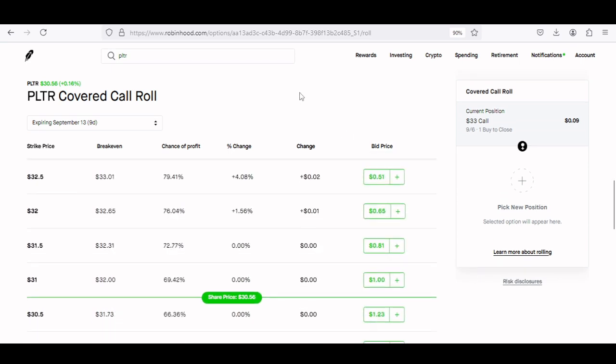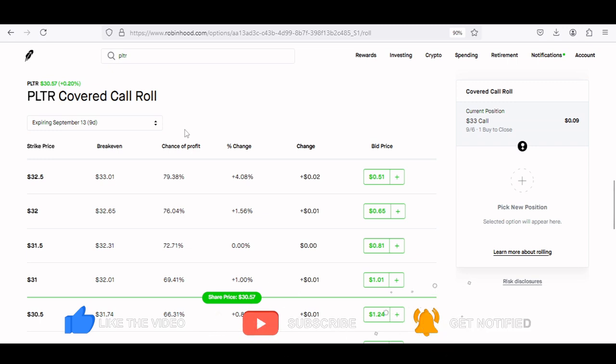Now, Robinhood makes this so simple that there are a couple of things you did not see that happened just then, so I'm going to break it down for you. First of all, my expiration date was the 6th of September. By hitting roll this position, Robinhood automatically shows the next expiration date, which happens to be September 13th, and that represents 9 days out. Again, I did not have to choose that.